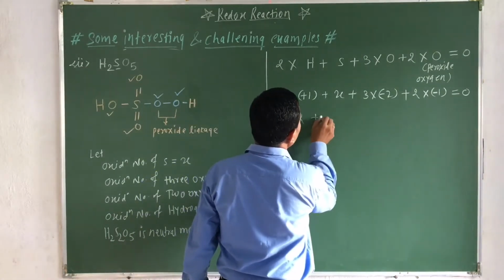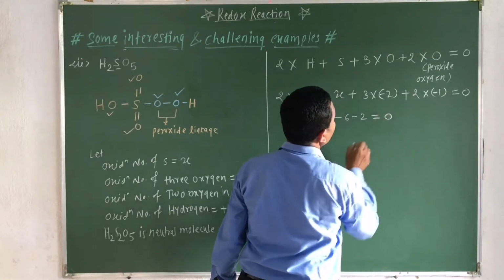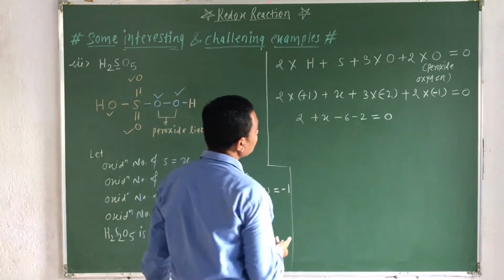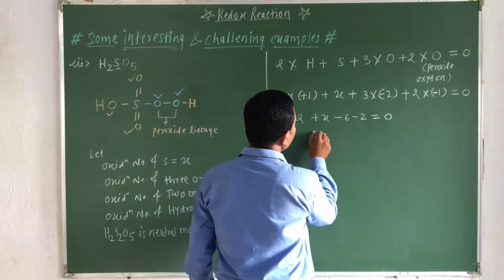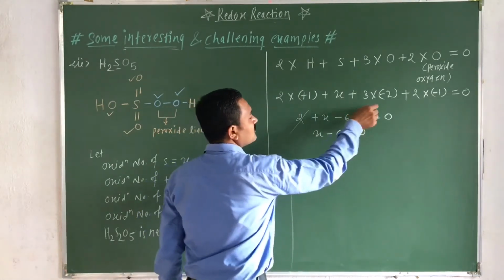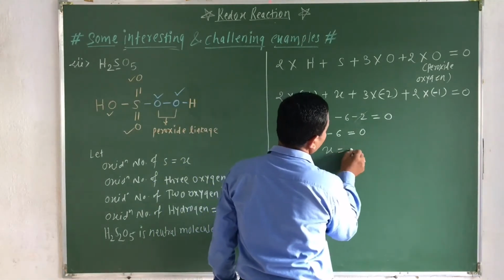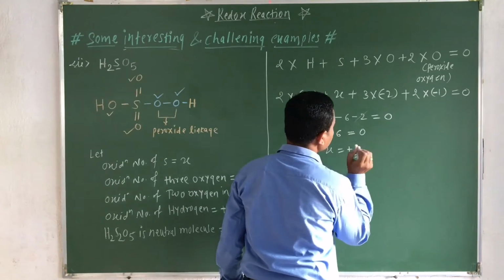Therefore 2 plus X minus 6 is 2 equals to 0. So this is our simple mathematical equation, a plus minus calculation. Therefore it will be X minus 6 equals to 0. It will cancel out. Okay, so therefore X will be equals to plus 6.